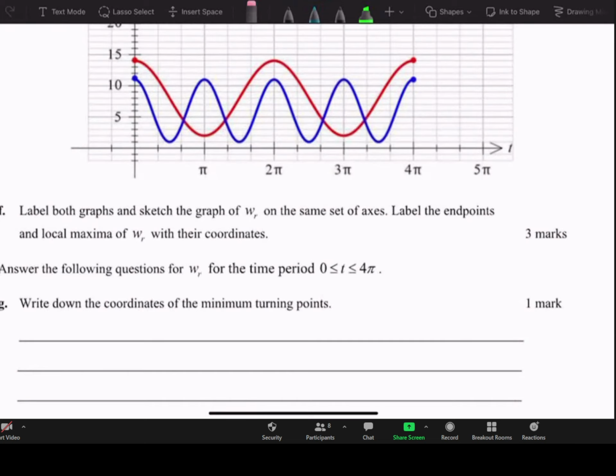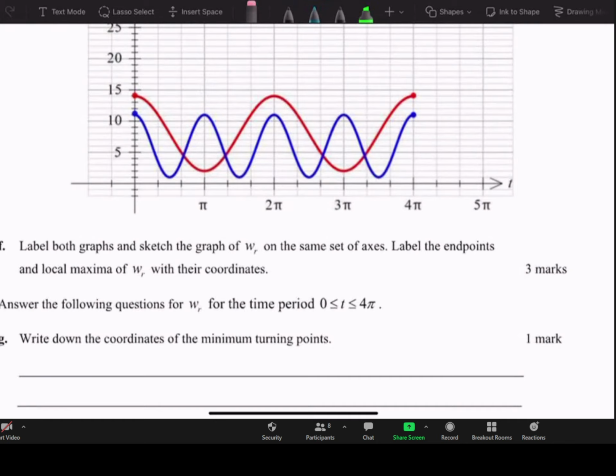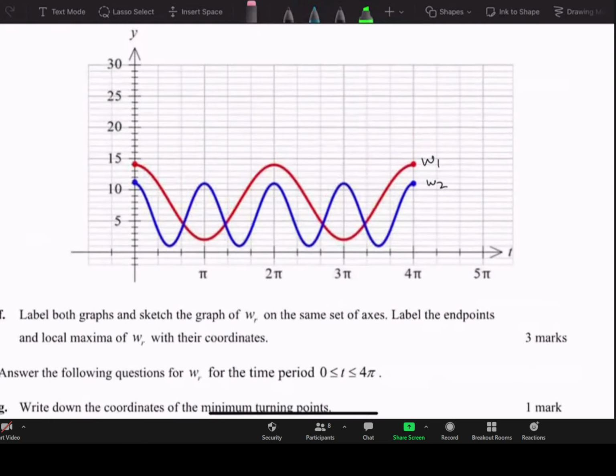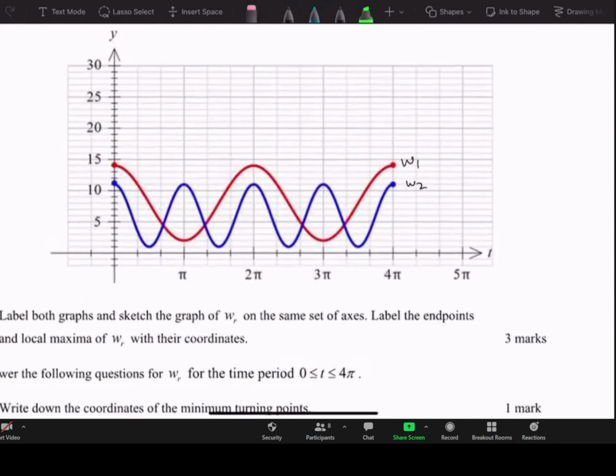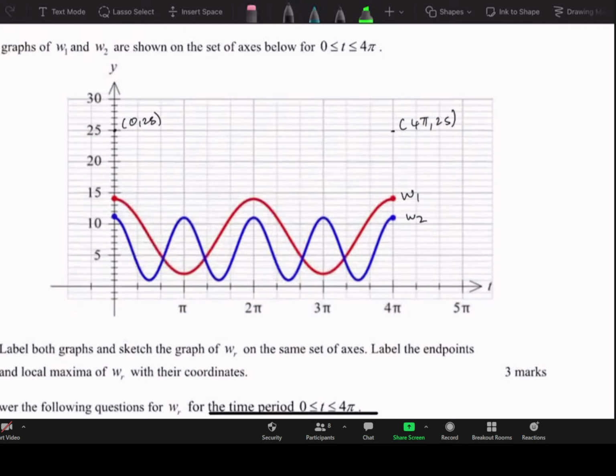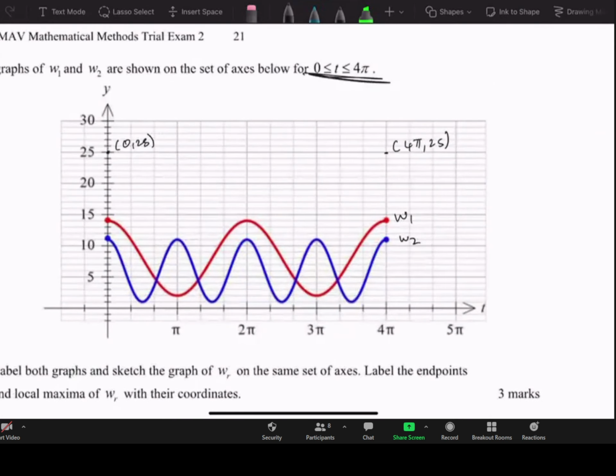So label both graphs and sketch the graph of WR on top of the functions. The first thing you have to do is label which graph is which. The one that has a higher middle value would be W1. So this is W1, this is W2, or you could test the initial values as well, either way. And for the resultant function, the easiest way to do this would be to find the turning points first, and the starting points and endpoints before you fill in the rest of the graph. So if you start with the endpoints, it's these ones, 4 pi and 25. This is the range for which you want to draw it. So that's how you find the endpoints.